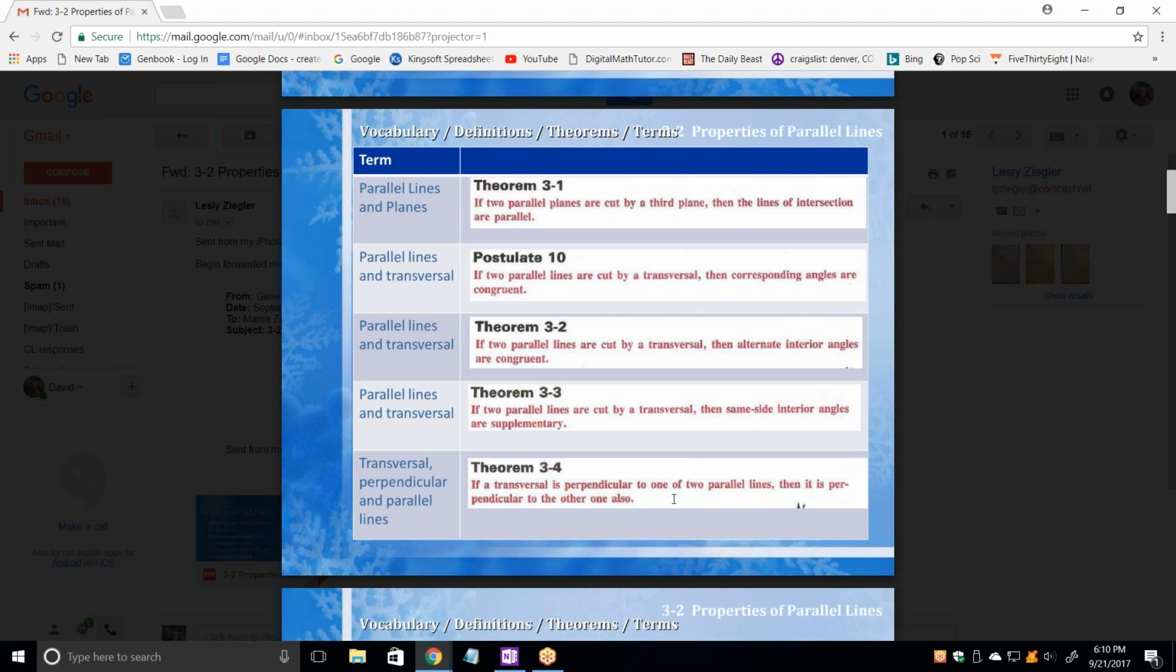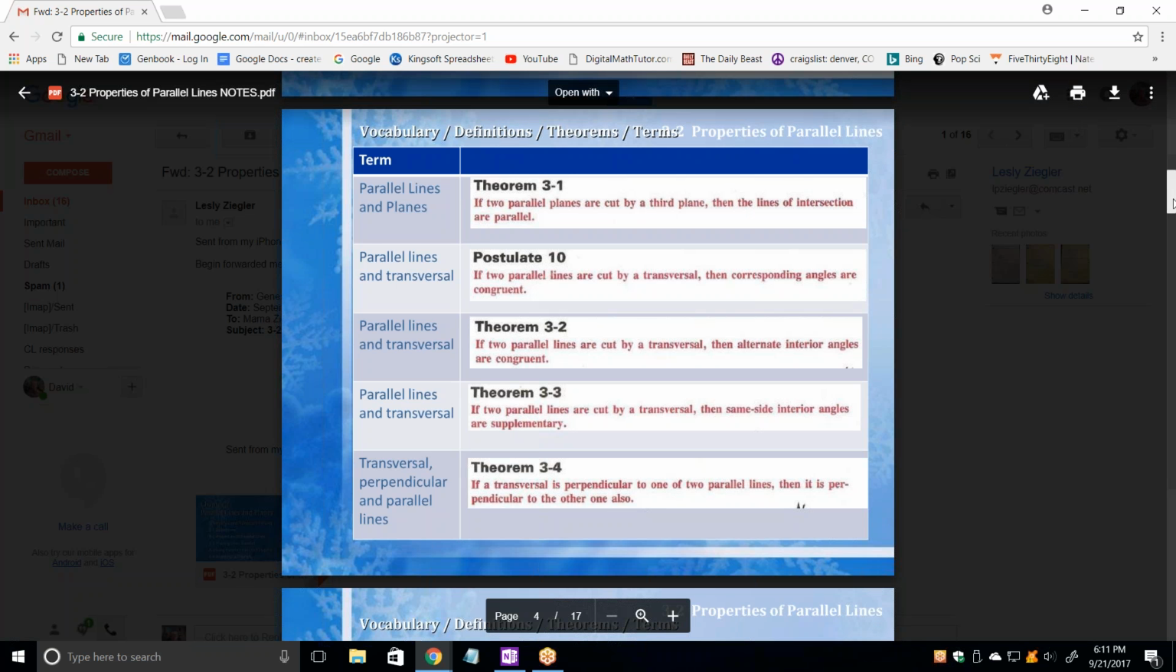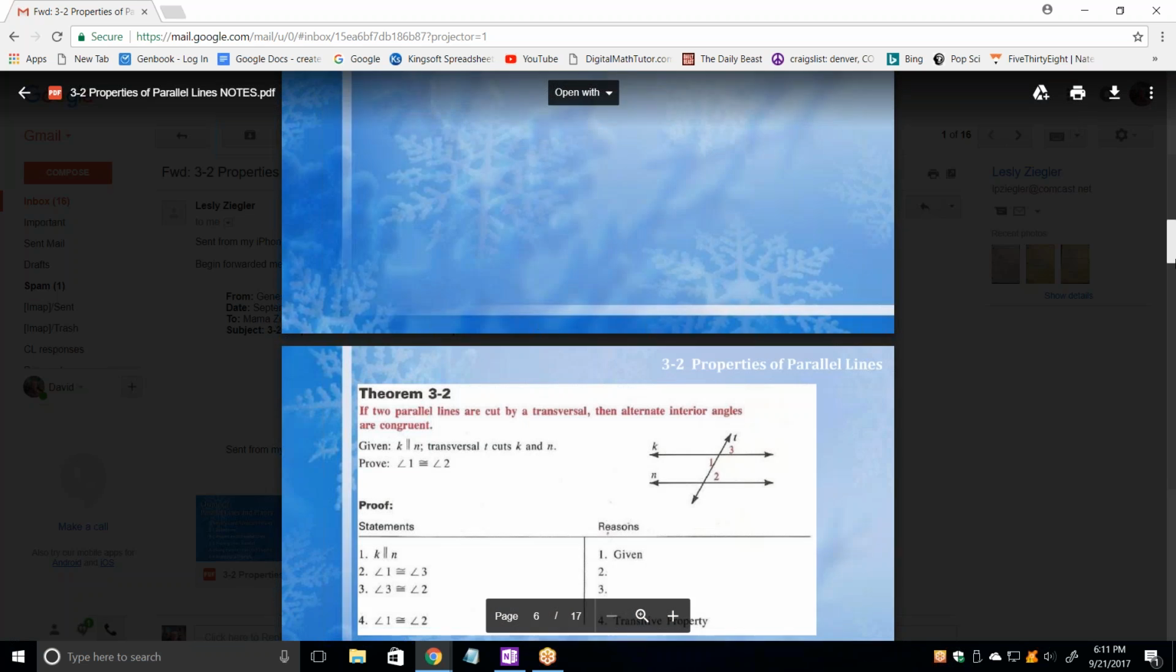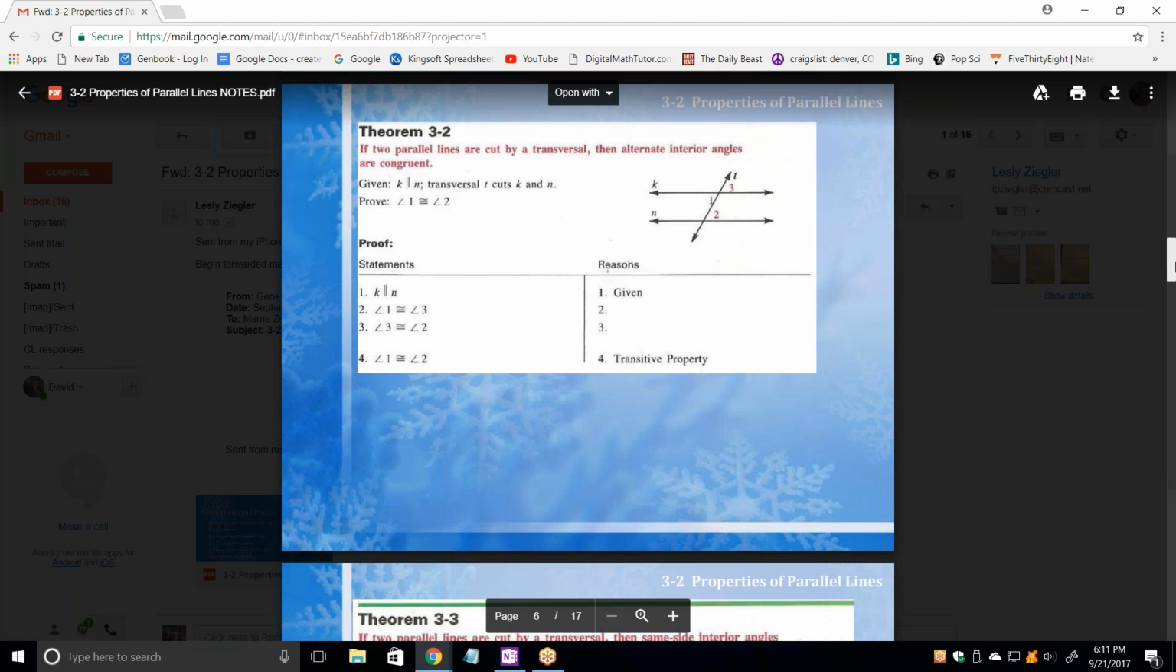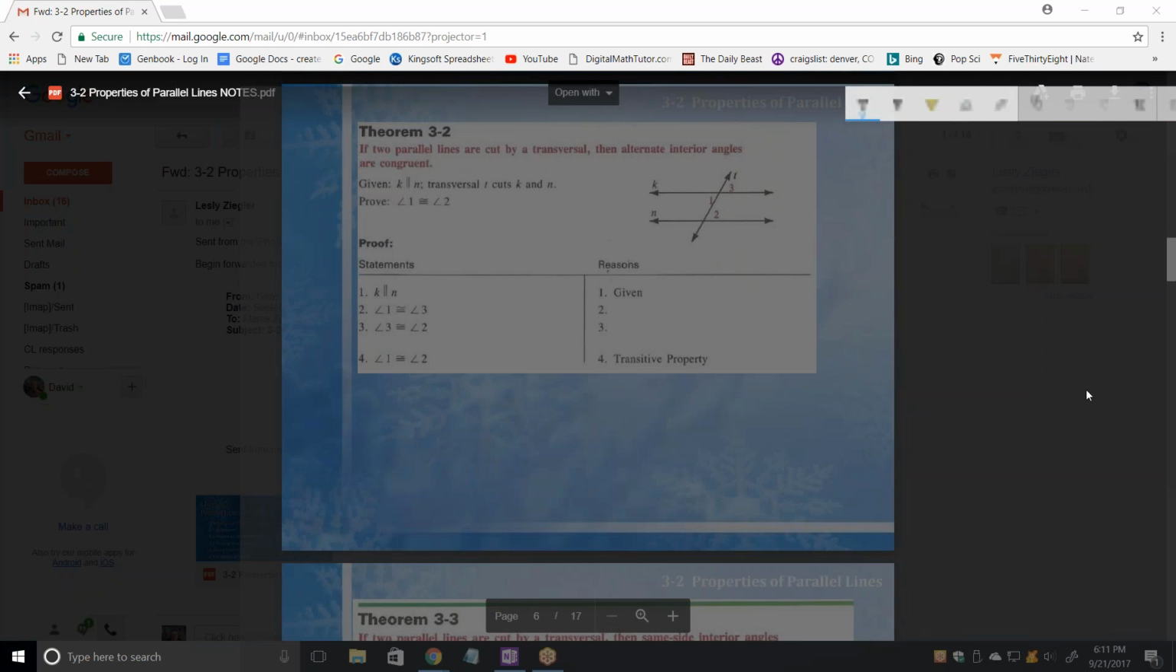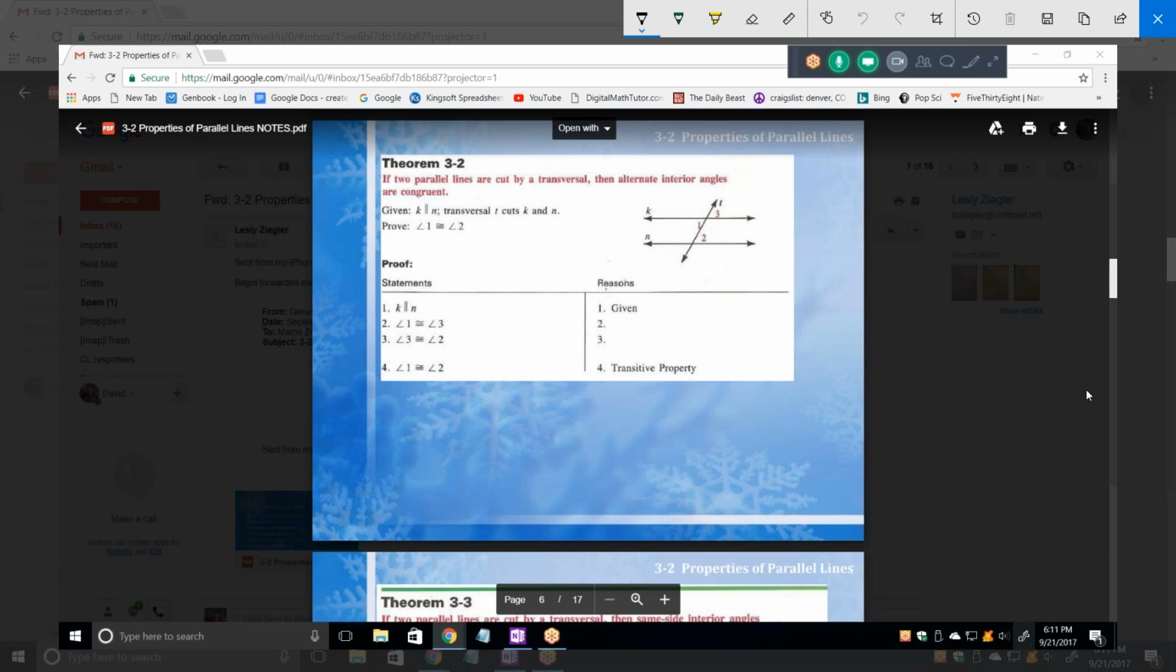And finally, if a transversal is perpendicular to one of the parallel lines, then it's perpendicular to the other also. All right, let's do some of these. We write as we prove this. What's the reason on number 2?